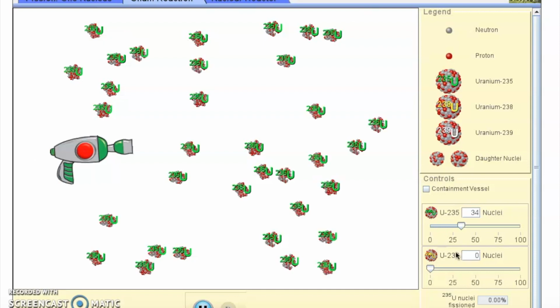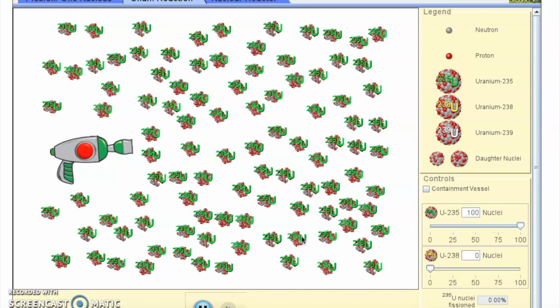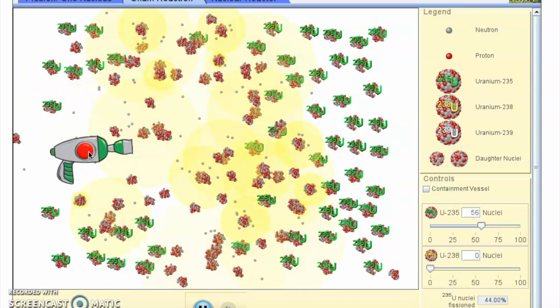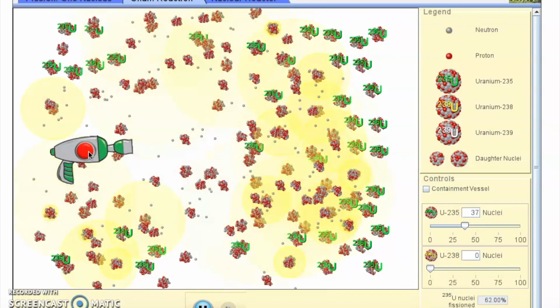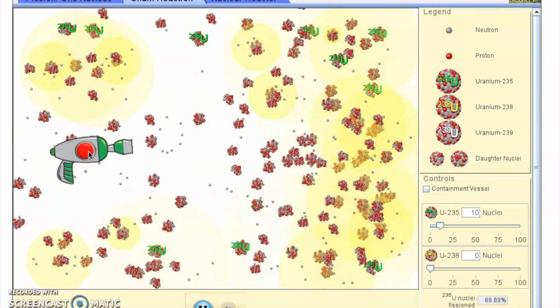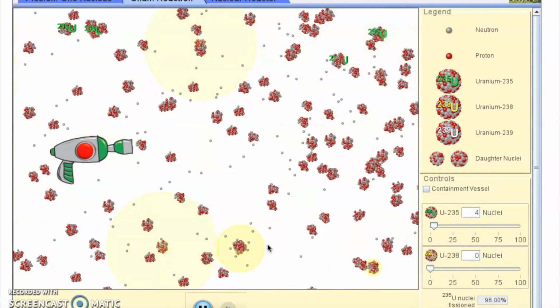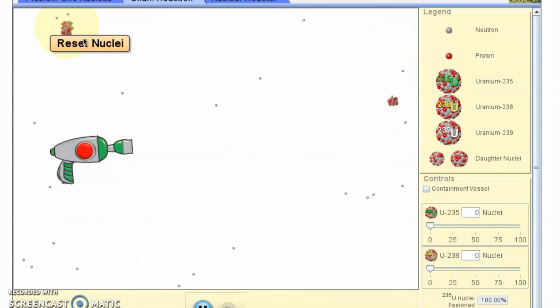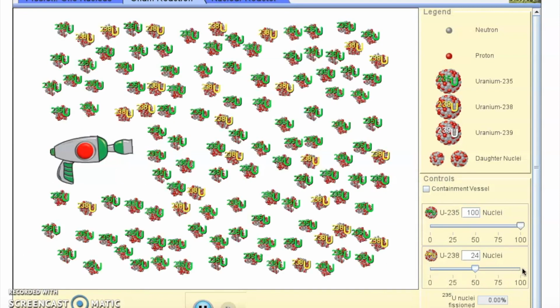Now, you can change this up. The more uranium-235, the more enriched uranium, you can see that that reaction goes a lot faster. You can also introduce uranium-238 to see how that plays in.